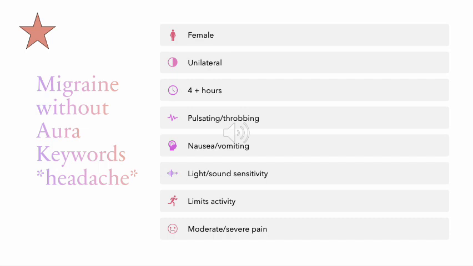They'll probably have a hard time with activity, like climbing up a flight of stairs, something that would probably not normally bother someone, could bother someone quite a lot when they're having a migraine attack, and it could make their pain worse. And when you ask them about their pain, it should be moderate to severe, meaning if you say, rate the pain for me on a scale of 1 to 10, they should be saying 5 or above.